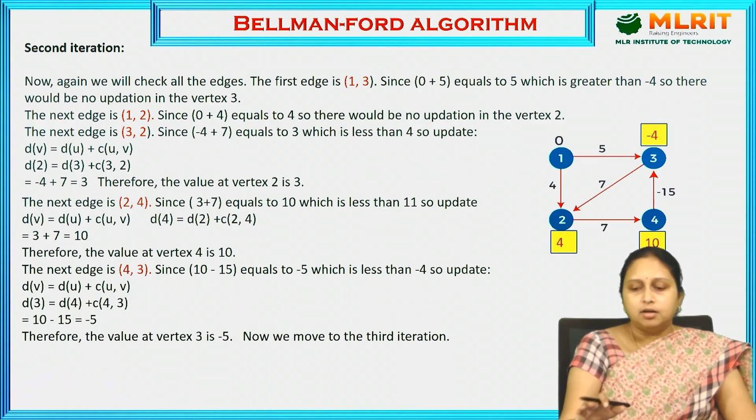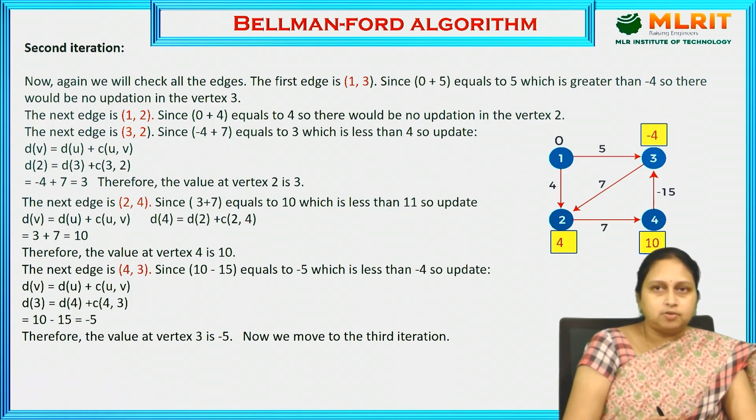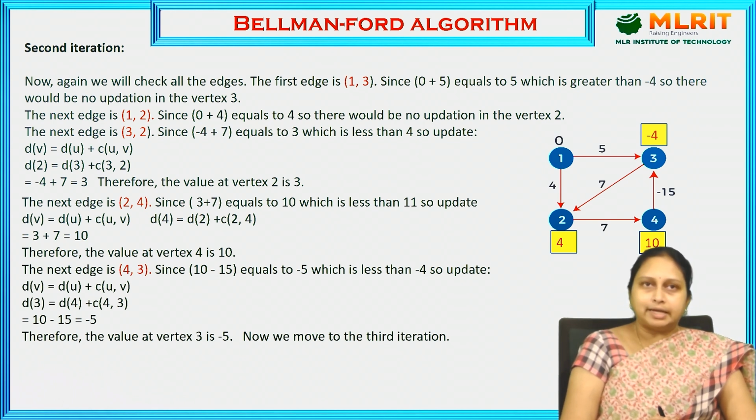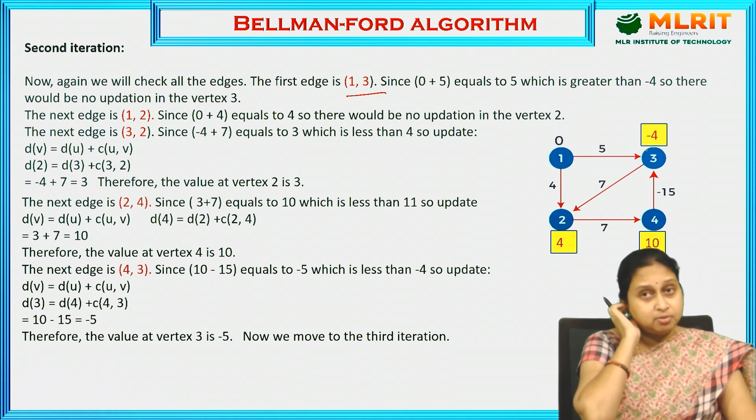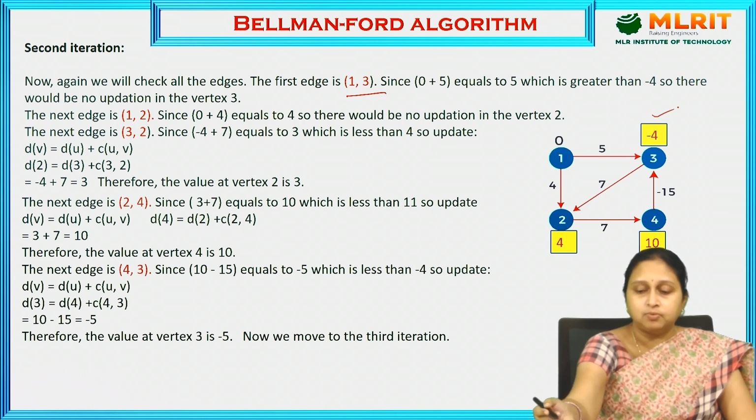Now, this is after the first iteration. These are the values we got. Now, apply the second iteration. Again check for 1 to 3: 0 plus 5. 5 is greater than minus 4, so I am not going to replace anything with this.